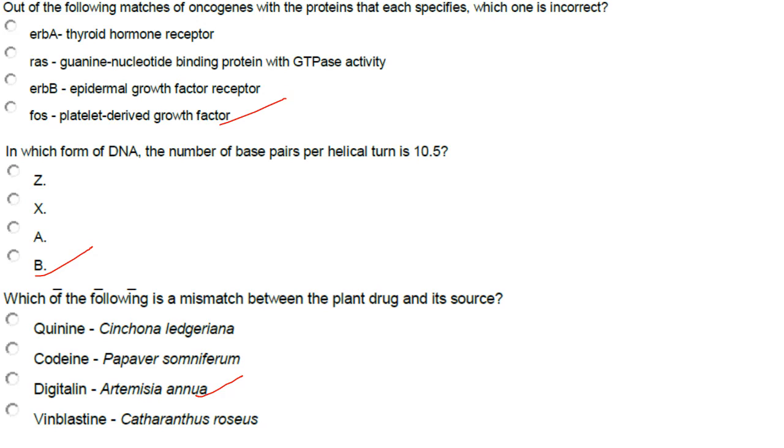Which of the following is a mismatch between the plant drug and its source? From these options it is digitalin, that is Artemisia annua. Digitalin is derived from the leaves of the foxglove plant, or Digitalis purpurea. So the incorrect match is option C, digitalin from Artemisia annua. It is not Artemisia annua, it is Digitalis purpurea.